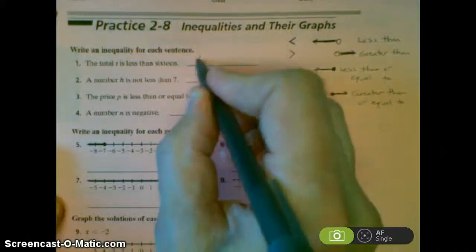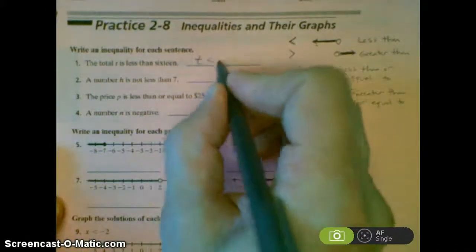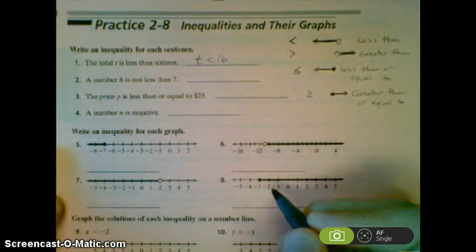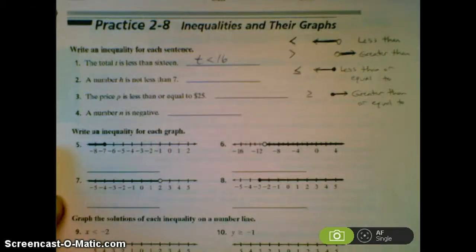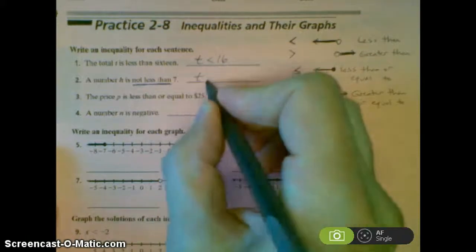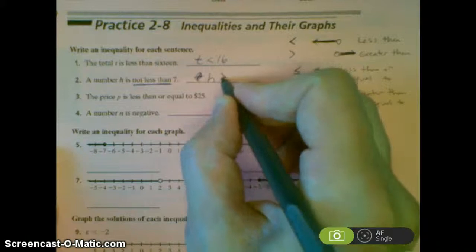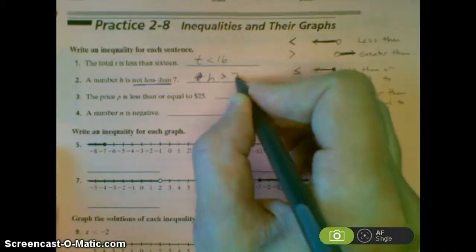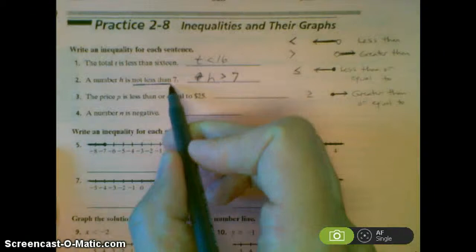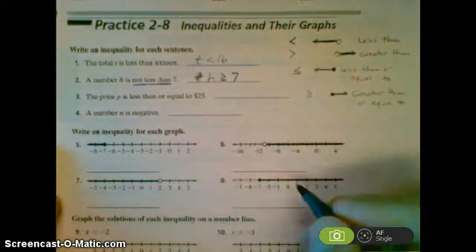So t is less than 16. T is the variable, less than 16. A number h is not less than 7. Not less than, so it cannot be less than 7. Oops, I'm getting back to t. H is greater than 7. And since it says it's not less than 7, well, it actually might be 7. So it would actually be greater than or equal to 7.